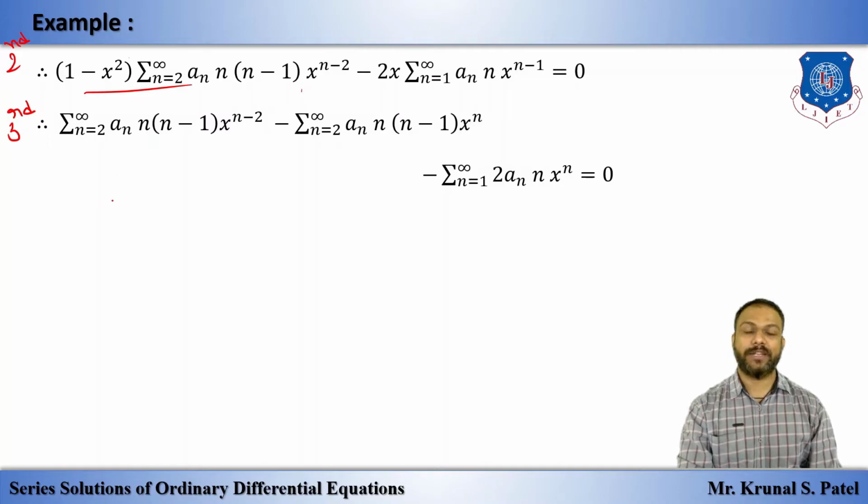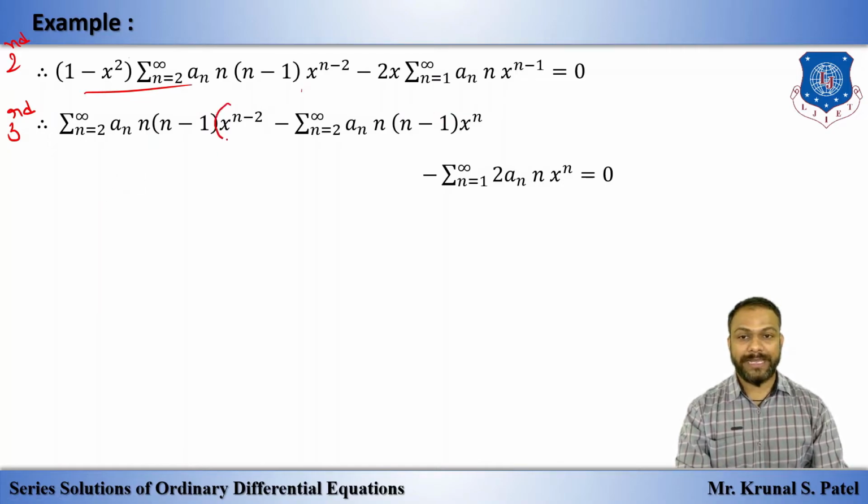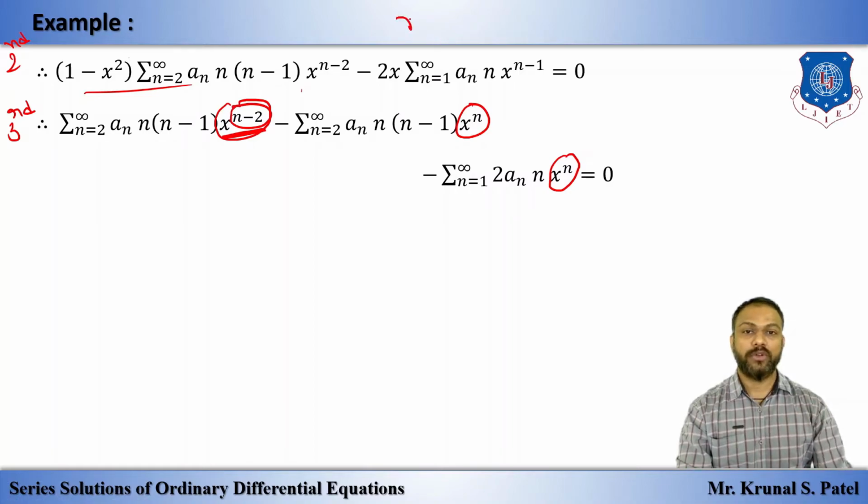Now the fourth step, as I told, is make the power of x equal. Here you can see we have x raised to n minus 2 in the first term, in the second term we have x raised to n, and in the third term we have x raised to n. So these are the same. Now we will try to make this power n minus 2 into n. So we want to make n minus 2 to n. What will we put here instead of n? We can put n plus 2, so the 2 will be cancelled out.